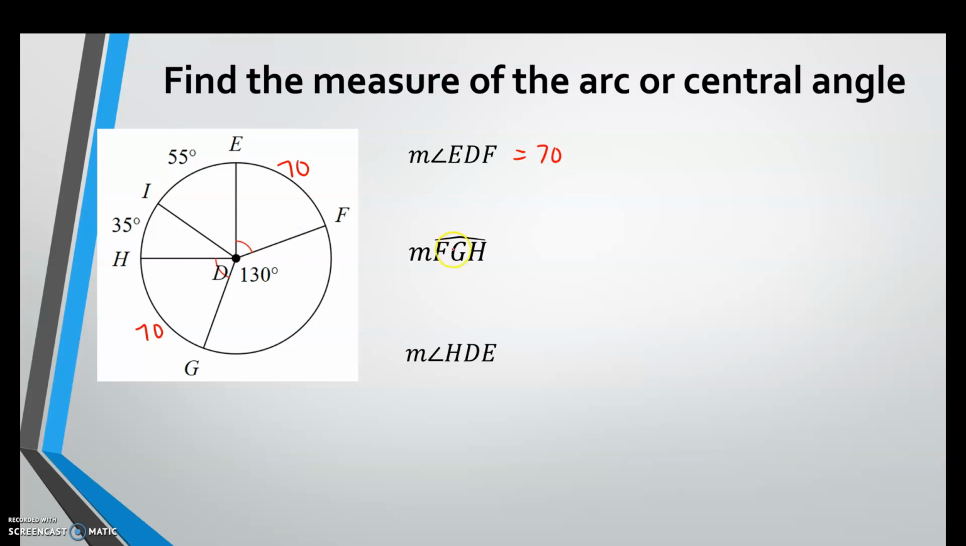Looking at arc, there's my symbol for arc. So arc FGH, going from F to G to H, means I'm going to add 130 plus 70, which is going to give me 200. And then I'm looking at my central angle of HDE. HDE, this guy here. So I'm going to add 35 plus 55, which is going to give me 90.